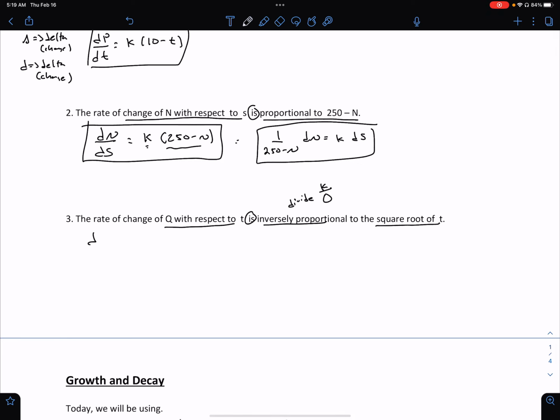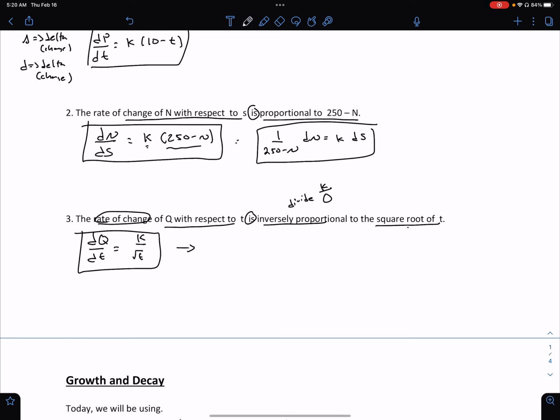So let's go and try it. This is the rate of change, so it's a derivative. dq/dt is inversely proportional. So we're going to put the k on top, and on the bottom, we got the square root of t. So there it is. That's how I wrote it.